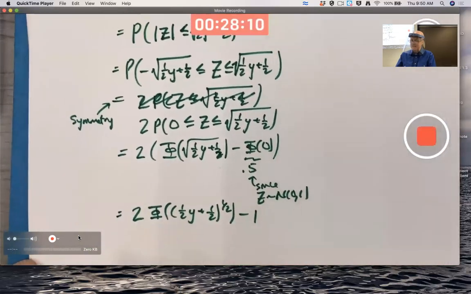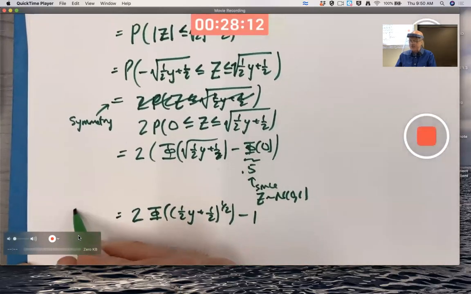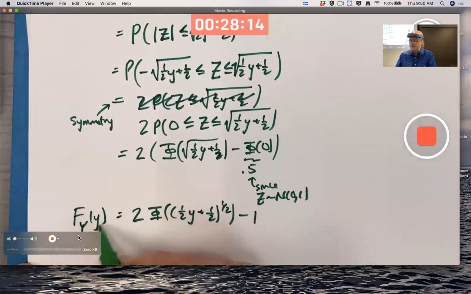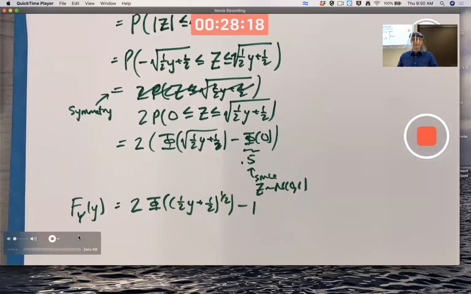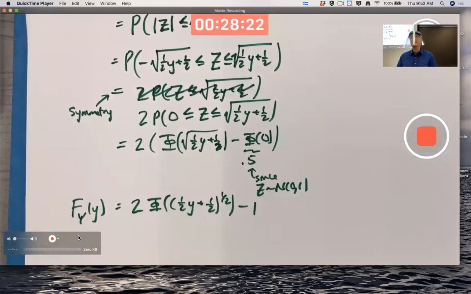So this is a formula for the CDF of y, which again is 2 times capital phi of the square root of 1/2 y plus 1/2, minus 1, in terms of the CDF of z. And again, we only use this capital phi notation for the standard normal distribution. And you don't have to use it. You could call it f sub z instead, capital F sub z.